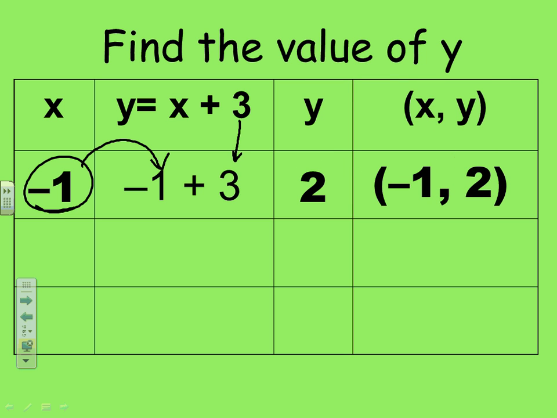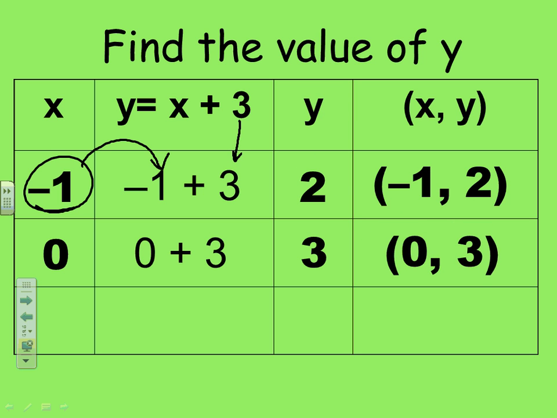Our next x value is 0. And I'm going to substitute that 0 in for x, and I have 0 plus 3. And so 0 plus 3 gives me 3. And so my coordinate point is 0, 3. Again, if I'm going too fast at any time, please pause this.